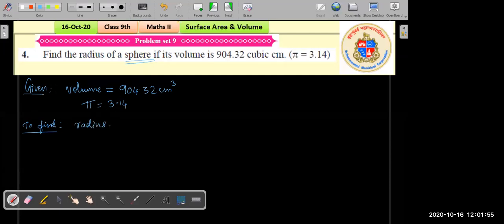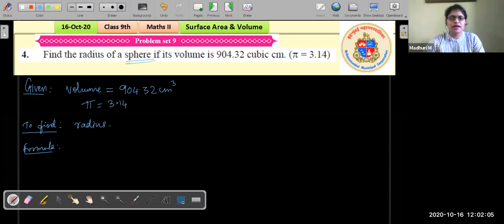Okay, students. So what is the formula? Try to recollect what is the formula for volume of a sphere. Yes, I know you all have it. So the formula is volume equals 4 by 3 pi r cube. That is the formula for volume of a sphere, right? And let's begin with the solution now.